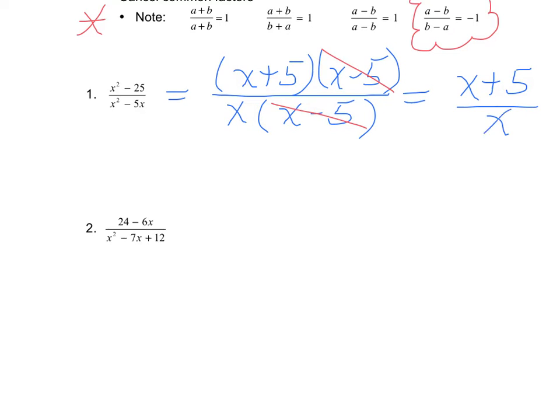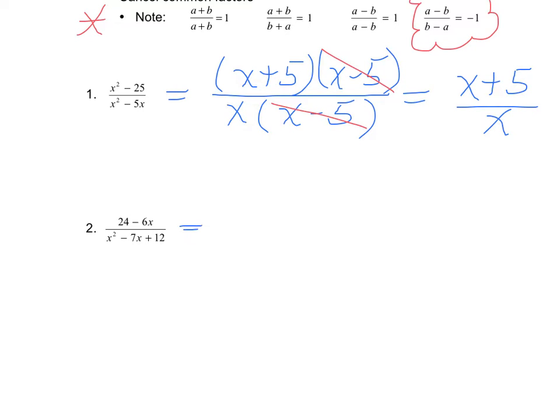Now some of you may be wondering why you can't cancel the x's. The reason you can't cancel the x's is because the x on the top goes with the 5. It's a binomial. That x plus 5 is a term, and the x on the bottom is a term by itself. You can only cancel like terms, and they're not like terms, so you can't cancel the x's. Okay, with that being said, let's move to number 2.